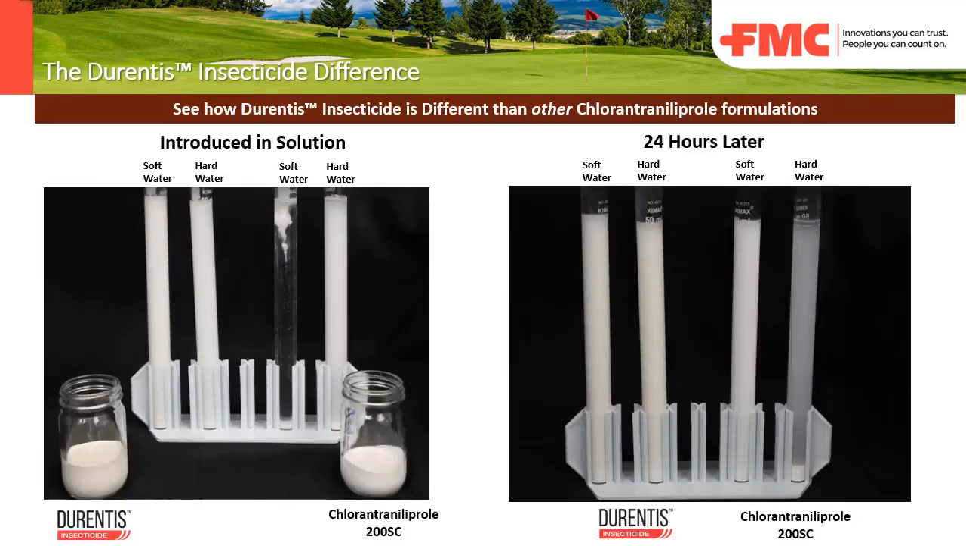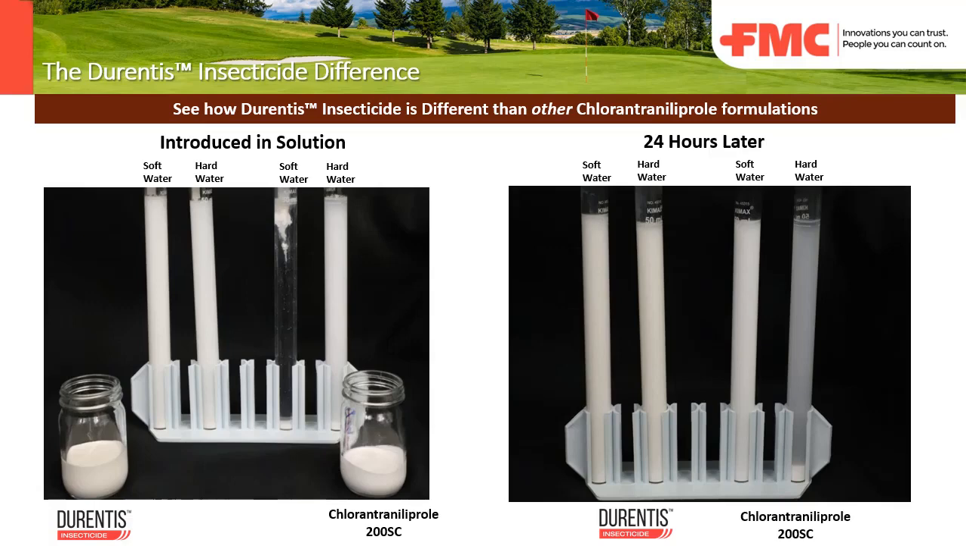See the Durentis insecticide difference. When introduced into hard and soft water in a standard suspensibility test, Durentis provides a more uniform distribution due to its 3 times more concentrated active ingredient and smaller particle size. This allows for better particle distribution and homogeneity, allowing for uniform coverage.